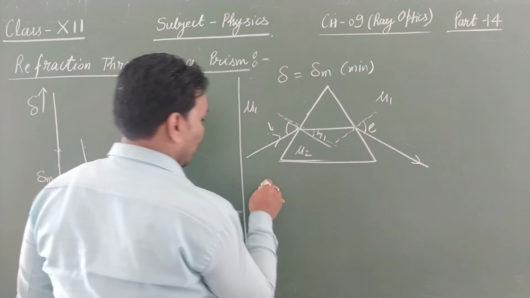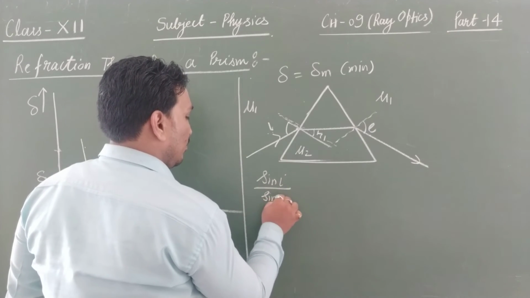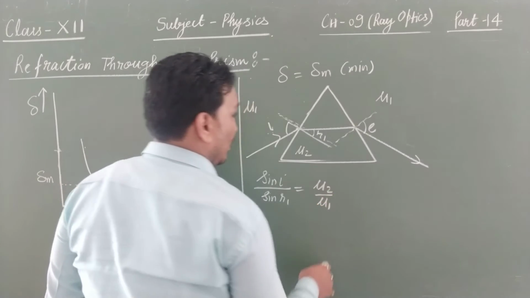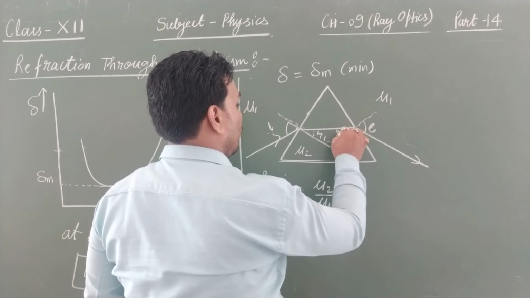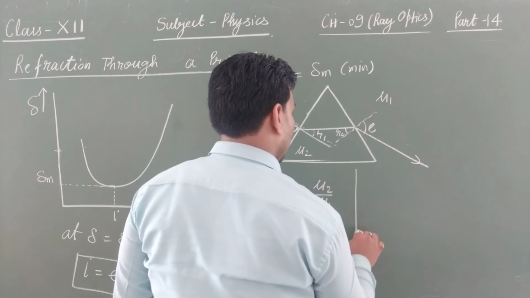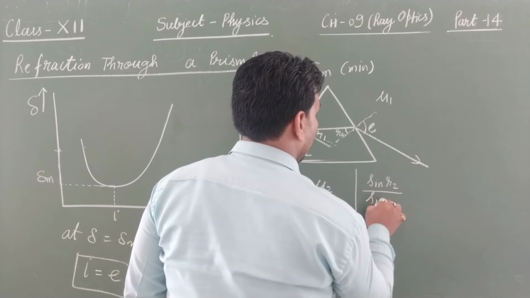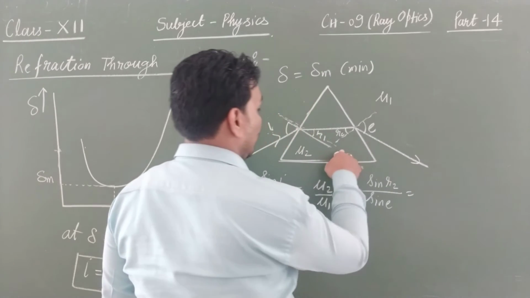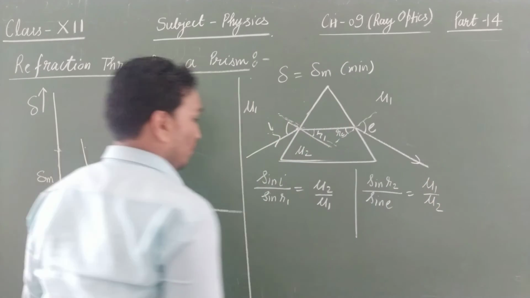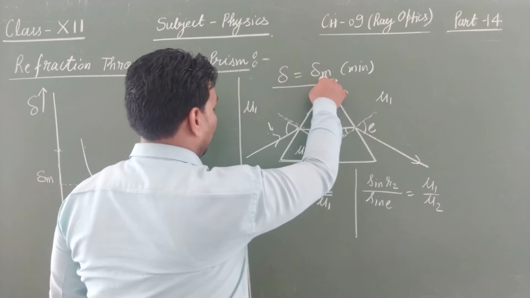For I and R1 we can write sin I upon sin R1 is equal to mu2 upon mu1. And here we have considered R2. So R2 will behave as an angle of incidence. So we can write sin R2 upon sin E is equal to, now this is the first medium, this is the second medium, so mu1 upon mu2.